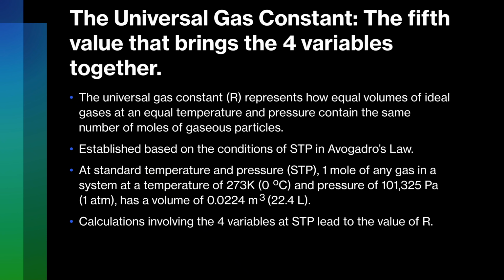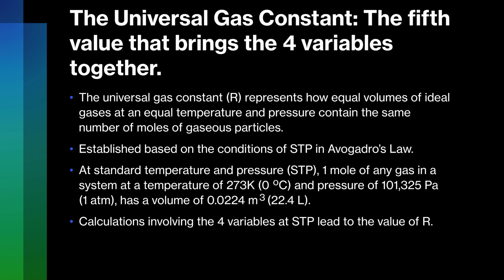Okay, so we've covered the 4 different variables that are in the ideal gas law and included as components in the ideal gas equation. However, there is a 5th component that is part of the ideal gas equation, a 5th value that is constant and brings together all 4 of the variables. This value is referred to as the universal gas constant, or the ideal gas constant, or simply the gas constant. 3 names for the same thing represented by the letter R.